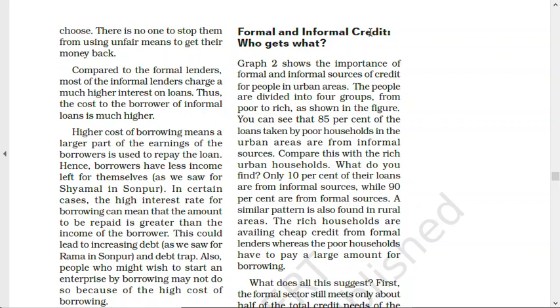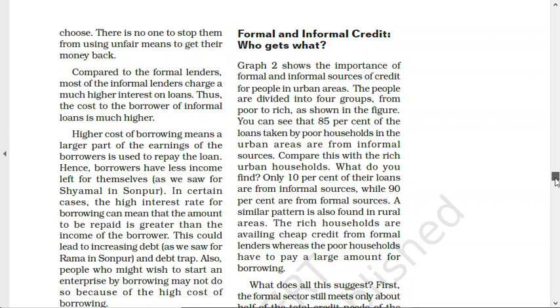Here it says formal and informal credit, who gets what. So we are going to have a comparison here. Graph 2 shows the importance of formal and informal sources of credit for people in urban areas. The people are divided into four groups, from poor to rich, as shown in the figure. You can see that 85% of the loans taken by poor households in the urban areas are from informal sources.